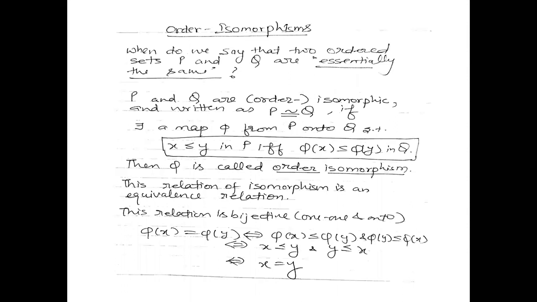P and Q are order isomorphic. You have two cosets P and Q. Then P and Q are order isomorphic, written like this. This is the notation. If there exists a map phi from P onto Q such that x is less than or equal to y in P if and only if phi x is less than or equal to phi y in Q. So this is the relation in P and this is the relation in Q.